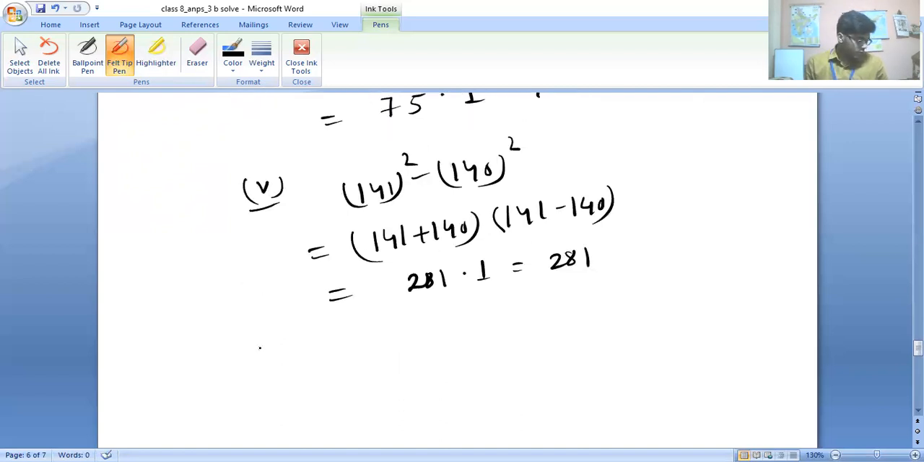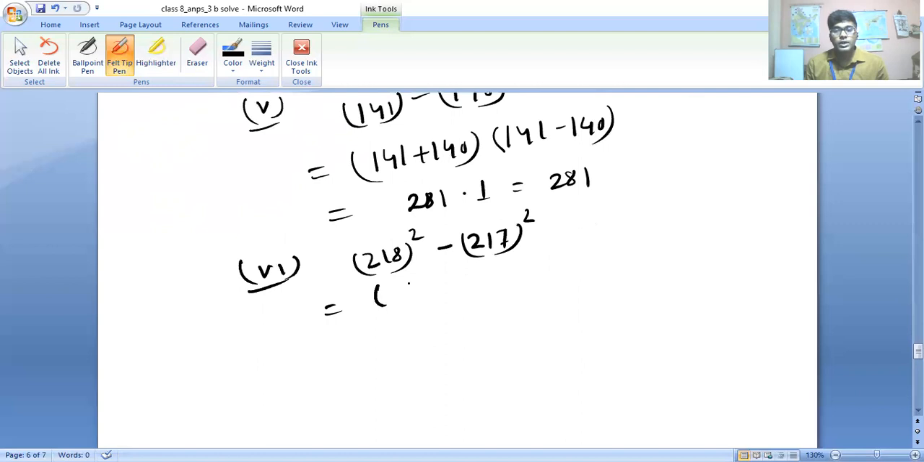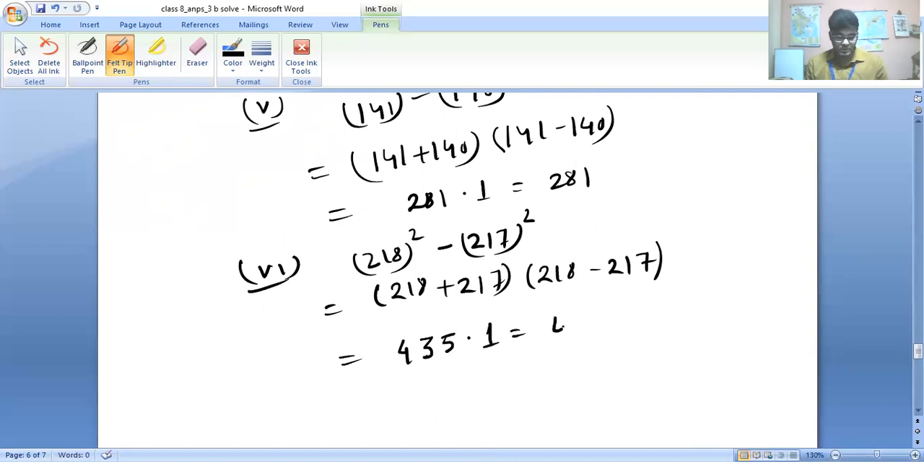Similar way, if you do question number 6, this is 218 whole square minus 217 whole square. So again, same way, 218 plus 217 and then 218 minus 217. So this brings us the answer. Is that clear?